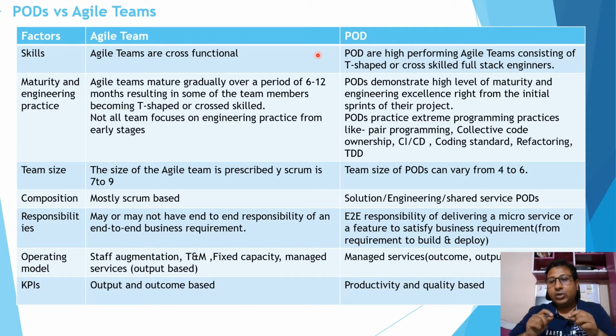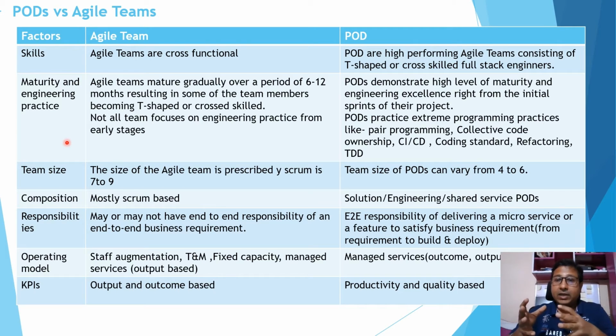That means to deliver a particular product end to end, whatever is required, it should be there in the pod, right? Then maturity and engineering practices. Agile teams' maturity, gradually we do the measurement, and it is often noticed that in succession of 6 to 12 months, some of the team members become T-shaped or cross-skilled, but not all the team members focus on the engineering practices at the early stages.